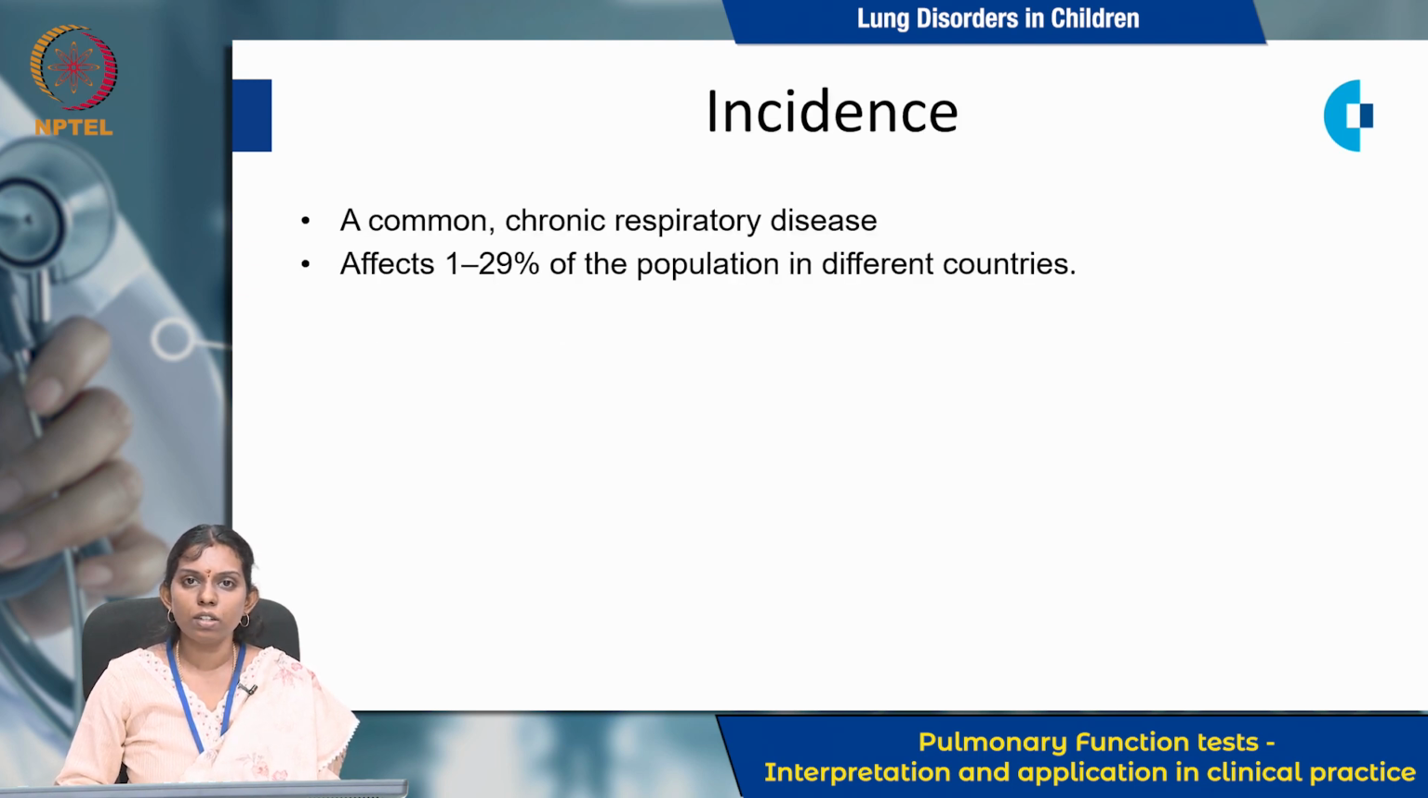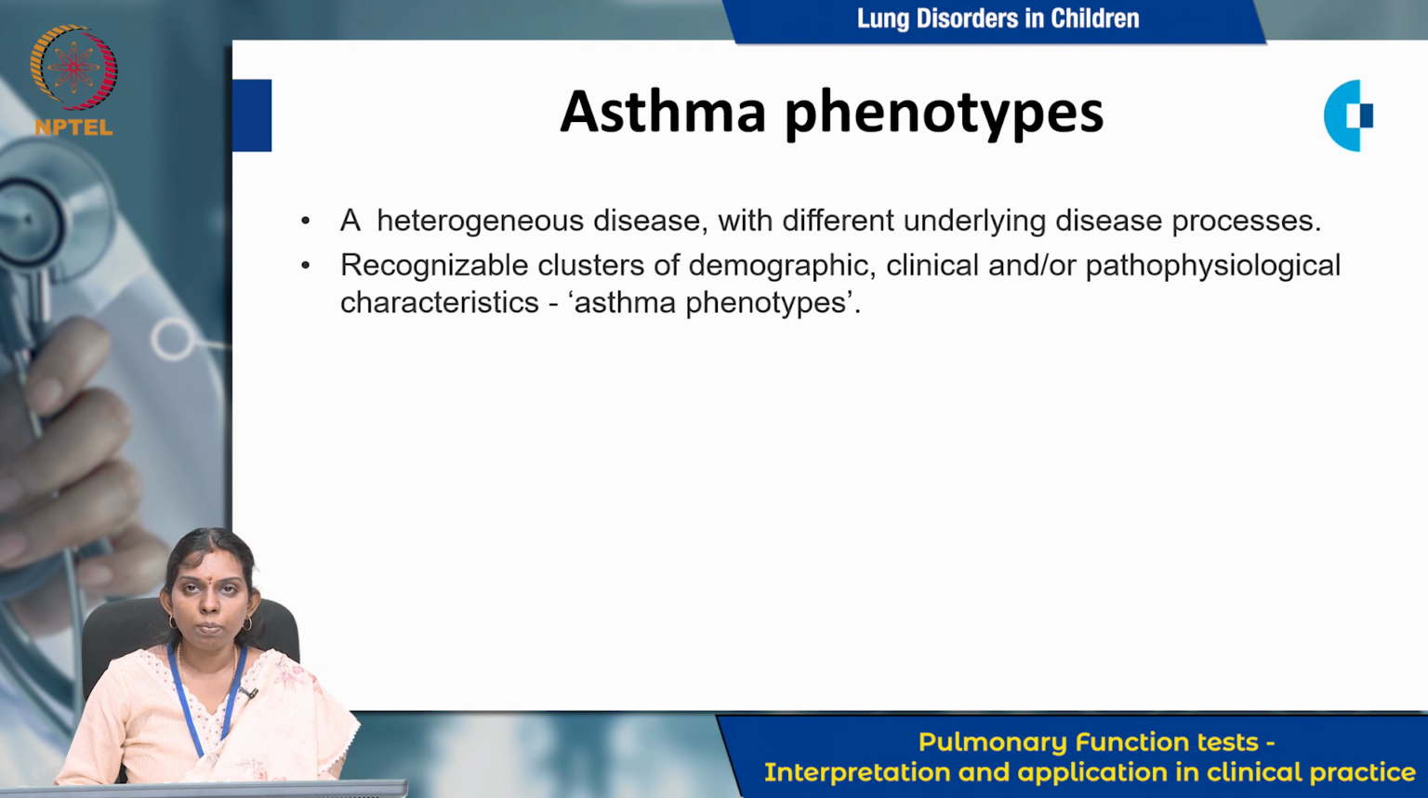So, what is the incidence? As we already discussed, it is a chronic respiratory disease which affects from 1% to 29% of the population throughout the world in different countries. So, what are asthma phenotypes? It is a heterogeneous disease with different underlying disease processes. It is not a single phenotype, there are multiple phenotypes associated with it. That is why it is called a heterogeneous disease. So, what is a phenotype? It is a recognizable cluster of demographic, clinical and or pathological characteristics which is defined as an asthma phenotype.